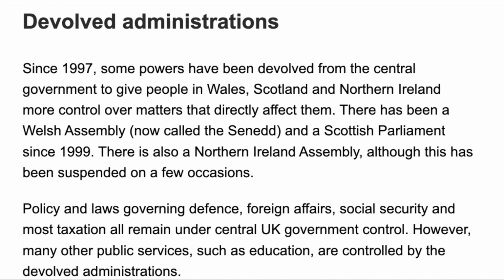Devolved administrations. Since 1997, some powers have been devolved from the central government to give people in Wales, Scotland, and Northern Ireland more control over matters that directly affect them. There has been a Welsh Assembly, now called the Senedd, and a Scottish Parliament since 1999. There is also a Northern Ireland Assembly, although this has been suspended on a few occasions.